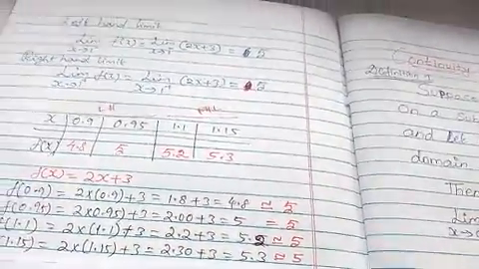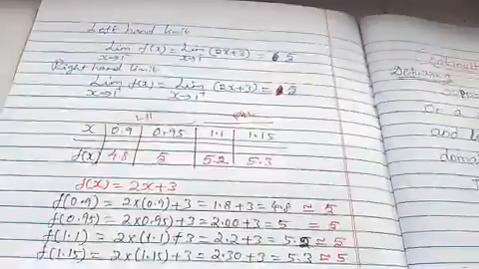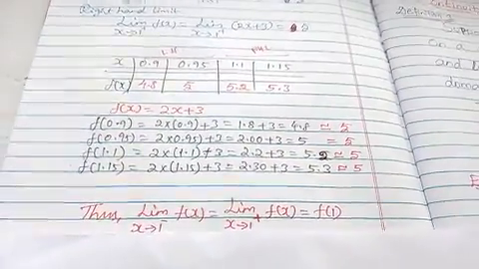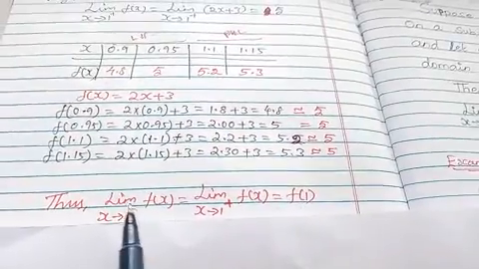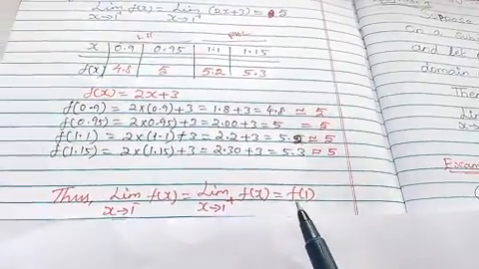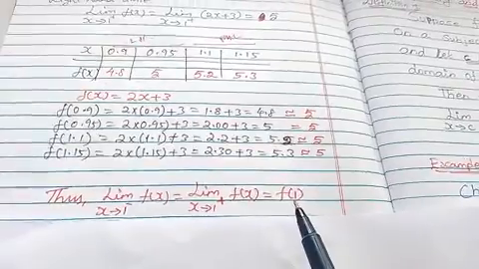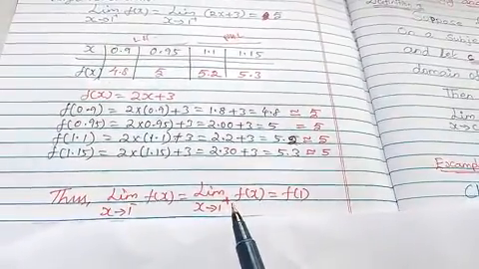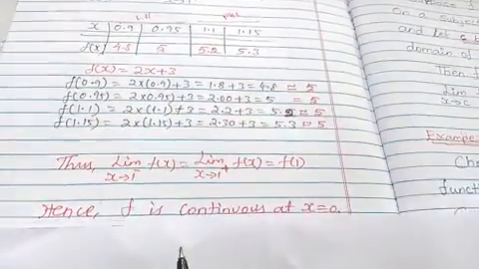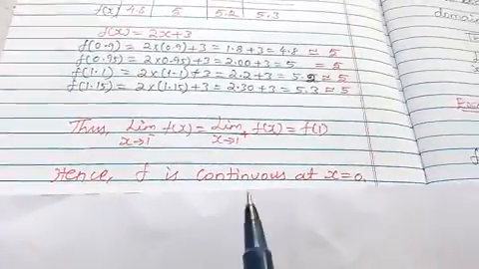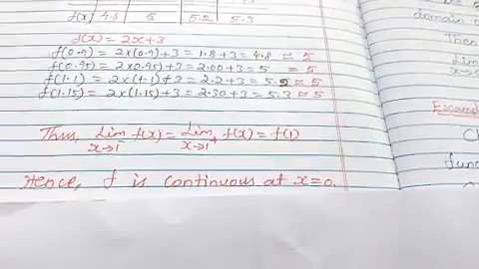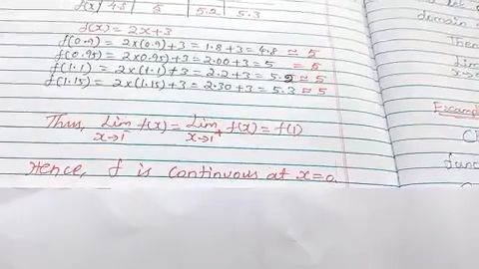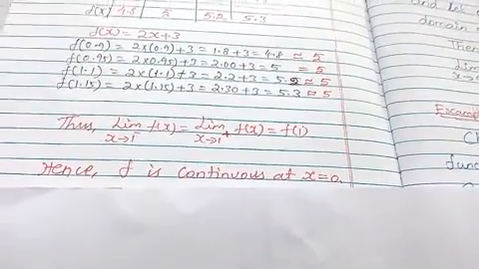Now we can say that the left hand limit, the right hand limit and f of 1 all have equal values. F of 1 we found as 5, the right hand limit is also 5, the left hand limit is also 5. So all three are equal. That's why we say function f is continuous at x is equal to 1. Hope you understand how to check the continuity of the function.